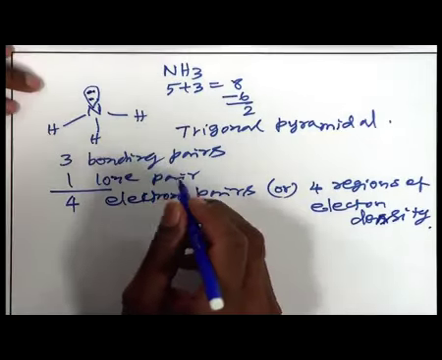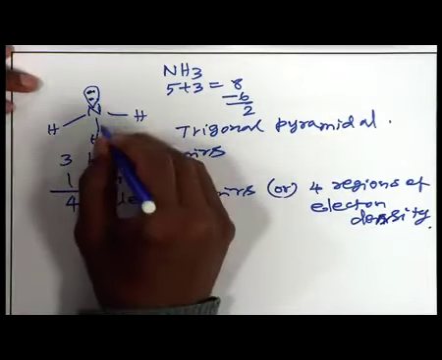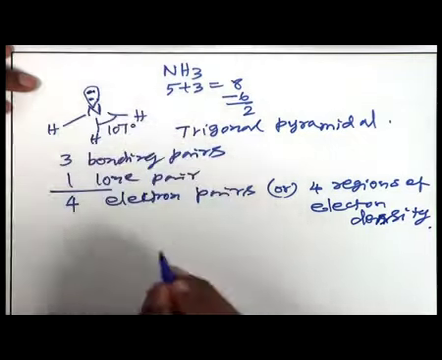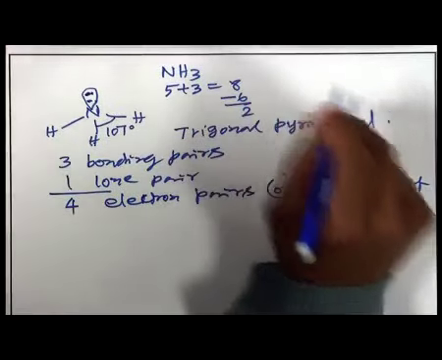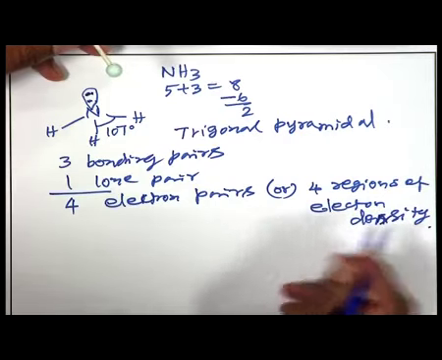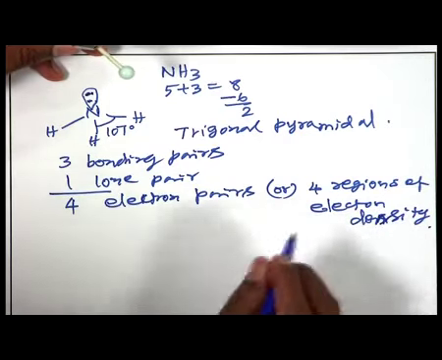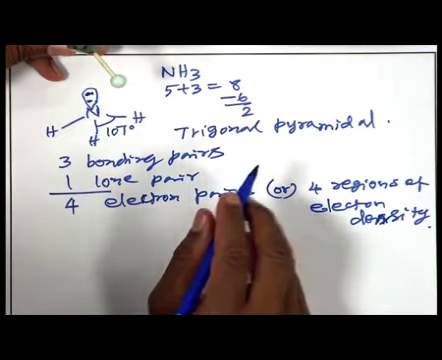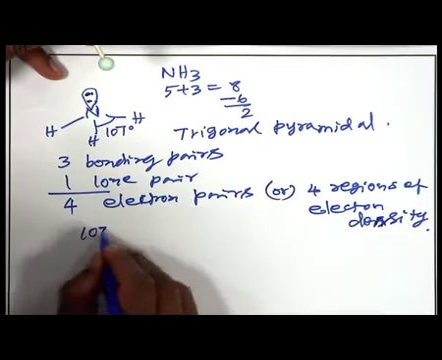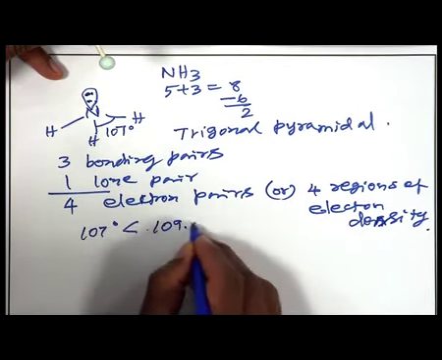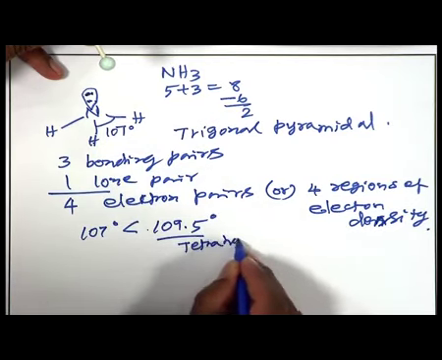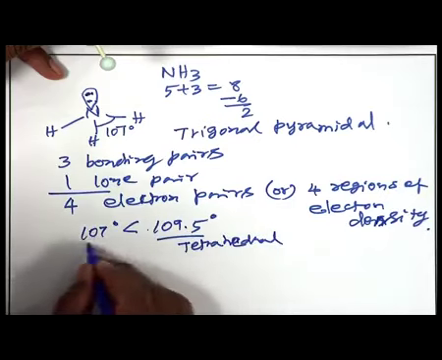Now, what is the angle between the two hydrogen atoms? The angle was found to be 107 degrees. As far as four regions are concerned, the best way to arrange the four regions of electron density is tetrahedral. But it is found that the angle is 107, which is less than 109.5 degrees, which is for a tetrahedron.